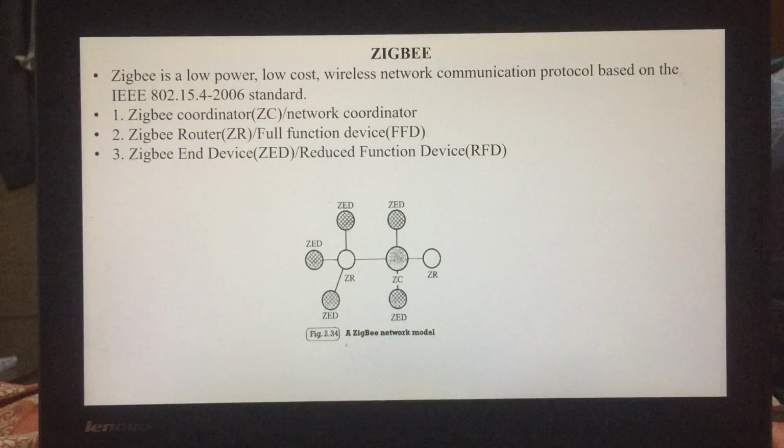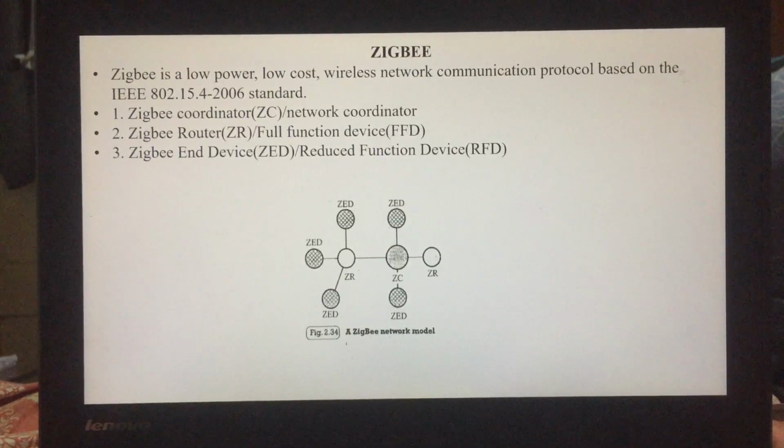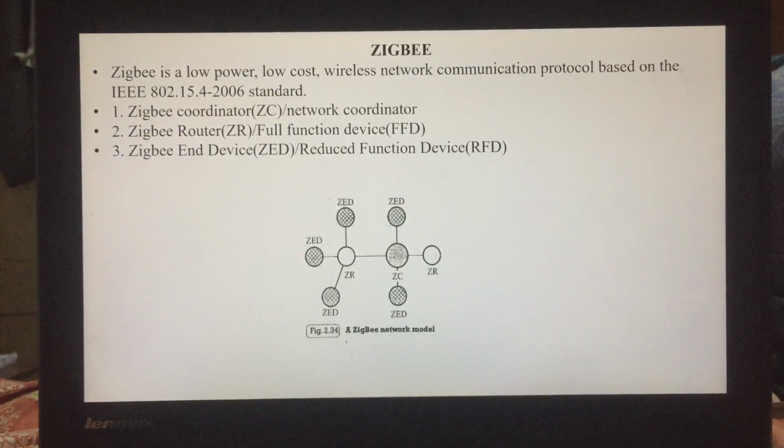The diagram shows the connection between the ZC, ZED and ZR in a Zigbee network. Zigbee is used in various applications such as home and industrial automation, energy management, medical or patient tracking, etc.